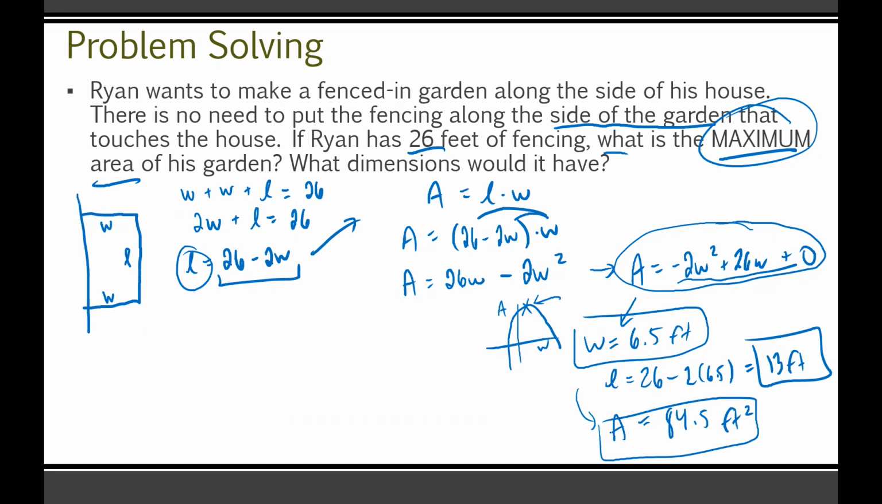So hopefully that makes some sense. Basically what we're doing, because it was a maximum area, I should have explained that first. The maximum area is your vertex, right? So it's your maximum point up there. It is not your x-intercepts. That's where we'd have 0 area technically. We're looking for our maximum area on this one.